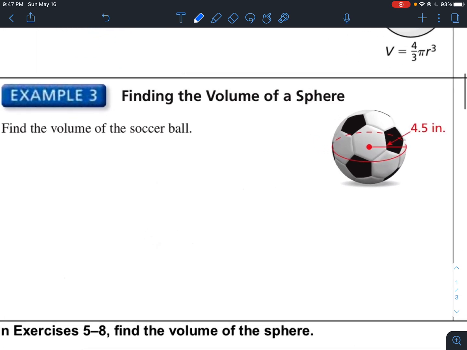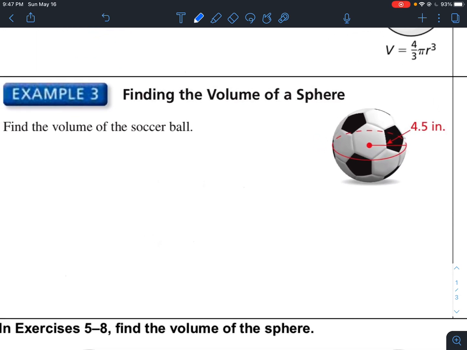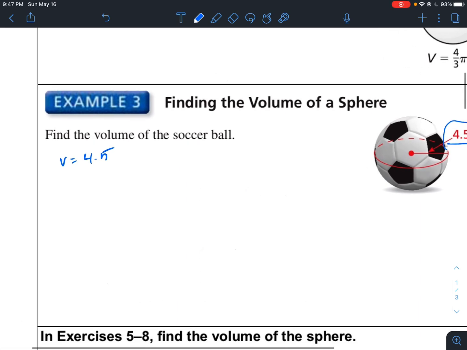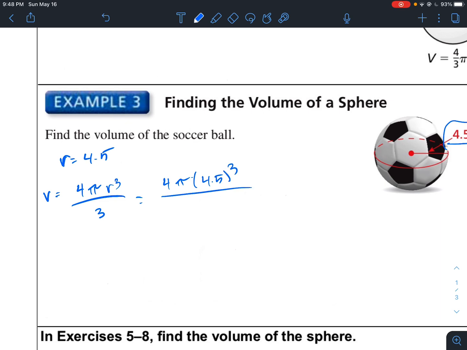So in this first example here, find the volume of a soccer ball. Well, the only measurement that's really needed is the radius. So we're given that the radius is equal to 4.5 inches. Okay, and the volume of a sphere is 4 times pi times r cubed divided by 3. So in this case, we have 4 times pi times 4.5 cubed divided by 3. And it's really just as easy as that. So the only thing you have to remember is that you're cubing the radius, while in other formulas we've been squaring the radius. So this is a radius that's being cubed.